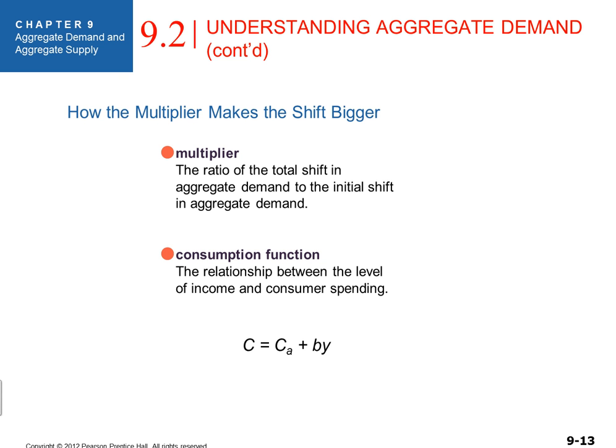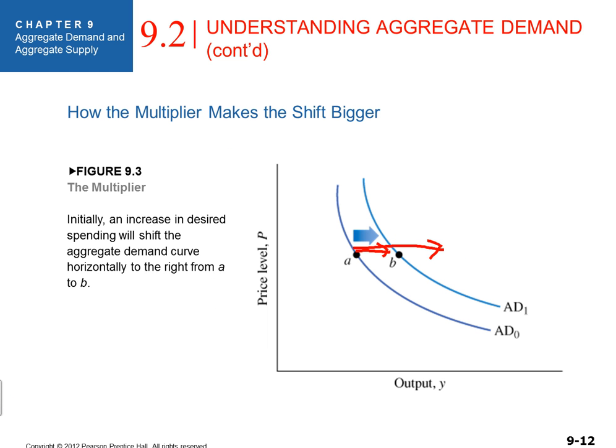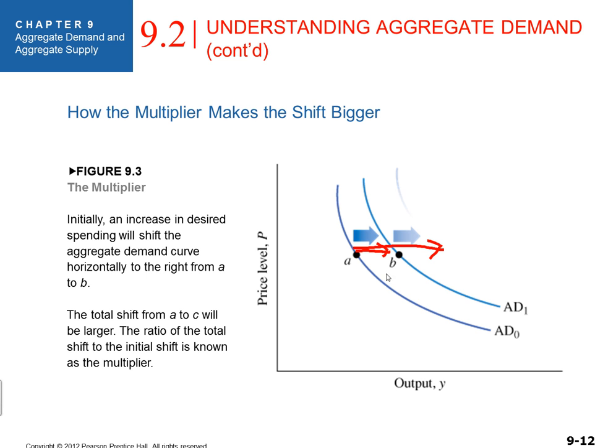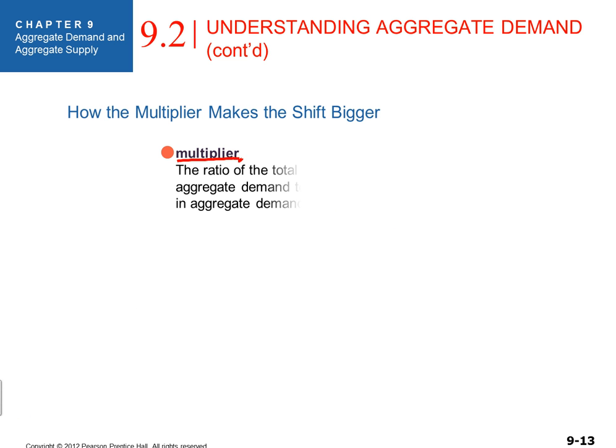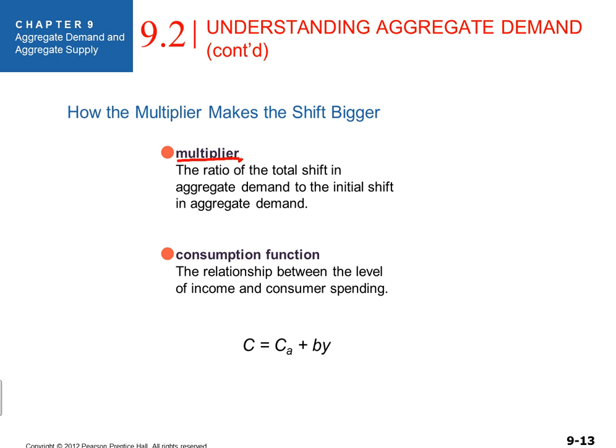Again, we talked about the multiplier in the previous slide, and the multiplier is the ratio of the total shift in the aggregate demand to the initial shift in the aggregate demand. That was shown in the previous slide, where we had an initial shift from A to B, and then a much further shift via the multiplier from A to C. So that's the ratio of the total shift in the aggregate demand to the initial shift.